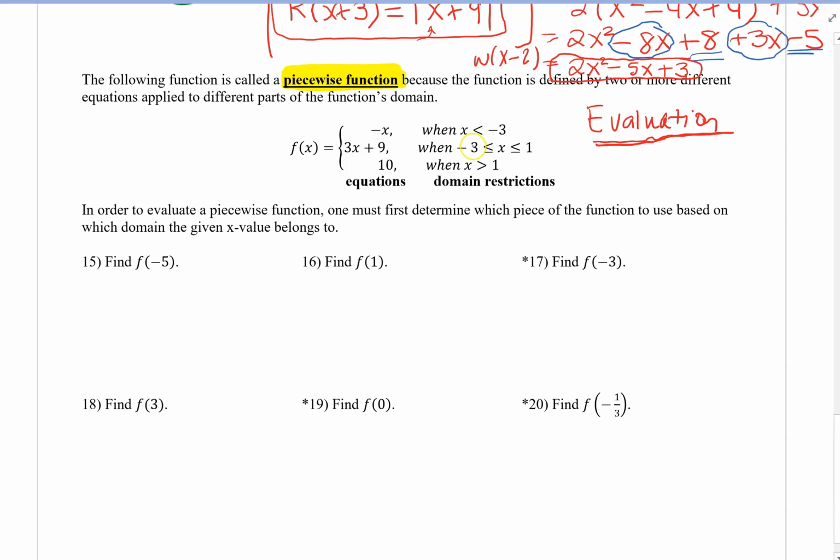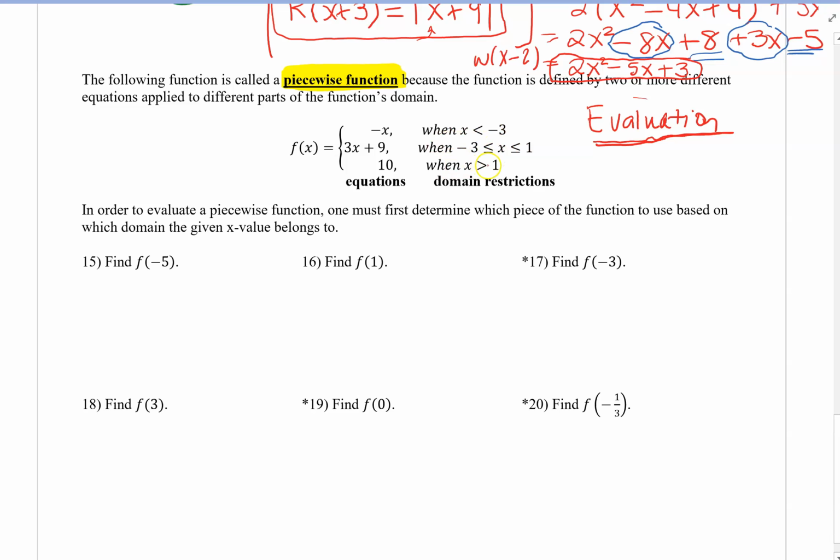And then at different lessons, different times in the semester, we're going to talk more about what we mean by domain restrictions and what this might look like on a graph. We will more thoroughly develop this concept all semester long. Okay, so today, just focus on evaluating. But as a brief introduction, what's happening here is that we're given different expressions for different inputs.